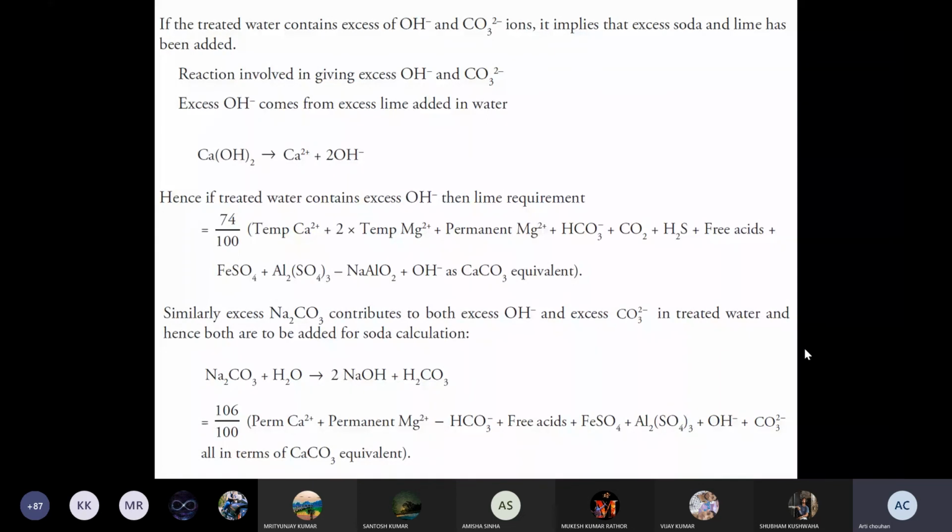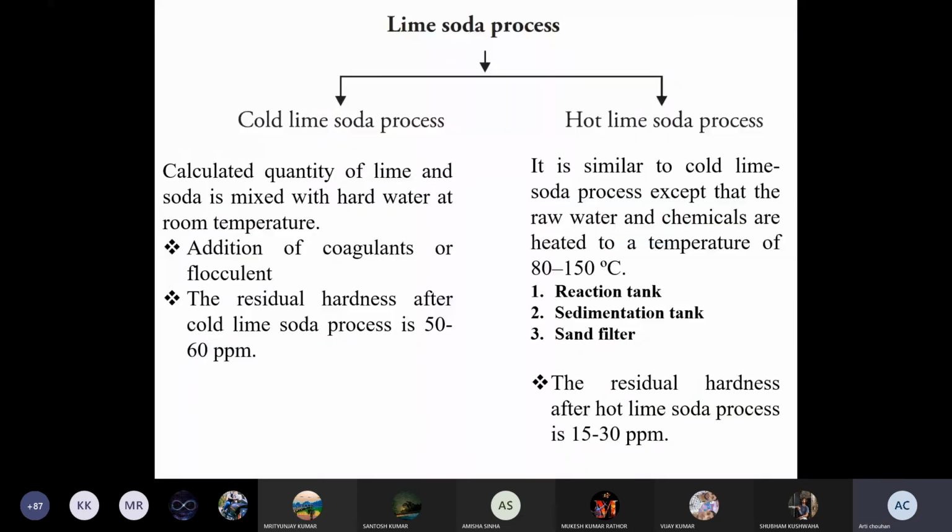So you have to consider these facts for the calculation part. We will pick one or two numericals based on lime and soda, so that all the things will be more clear to you and how to calculate. Before that, I will give you a brief idea about the working of the lime and soda process. Then we will pick one or two problems. If time allows, we will pick more problems or numericals. We will discuss the numericals after that working.